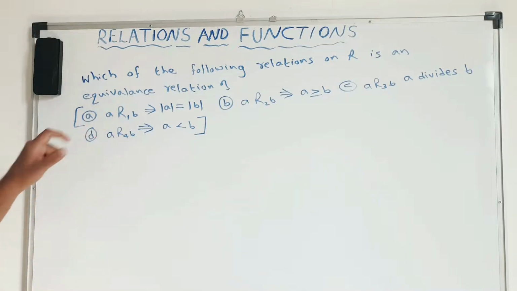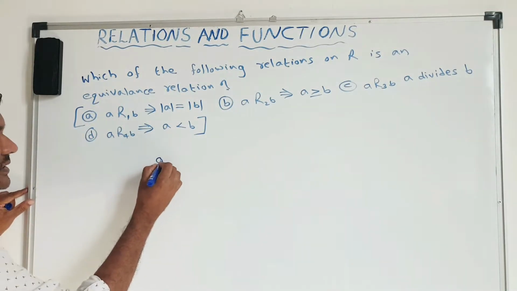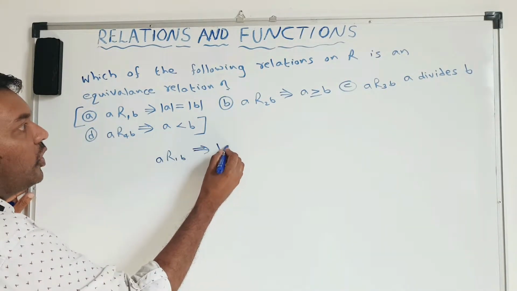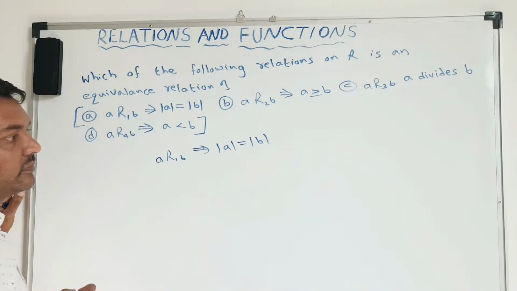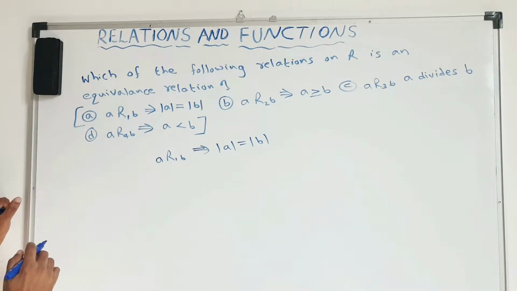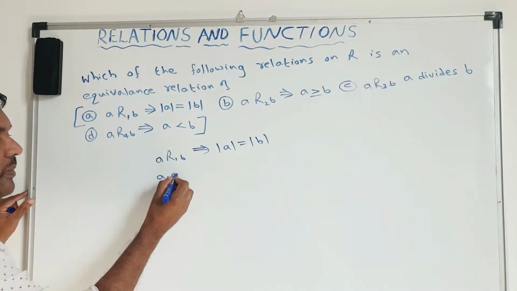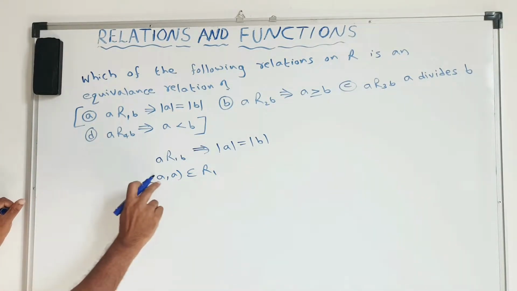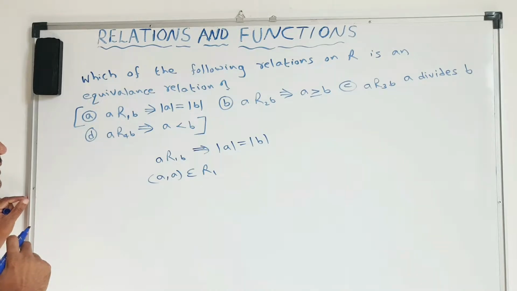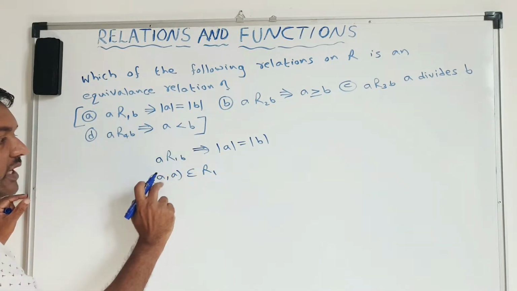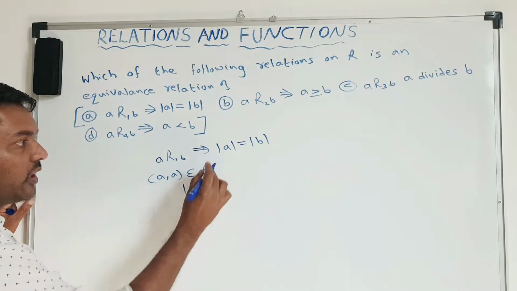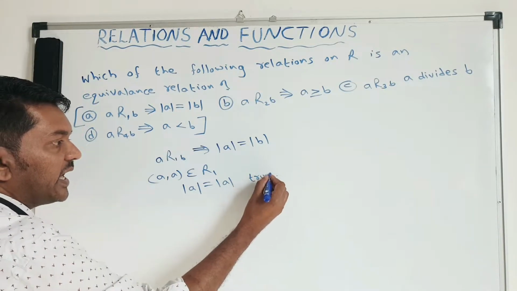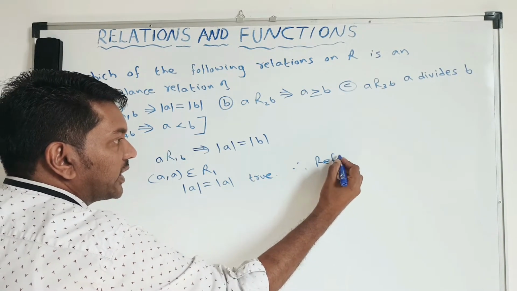So I am checking the first given option. a R1 b means a is related to b. R1 is the relation name such that mod a equal to mod b. Checking whether it is reflexive. To be reflexive, (a, a) should belong to this relation. So (a, a) should be an element of R1. So I am substituting a and b both as a and a. So what will I get? Mod a equals mod a, which is true. Therefore, it is a reflexive relation you are getting.